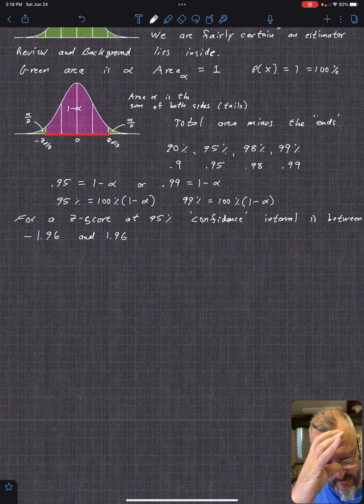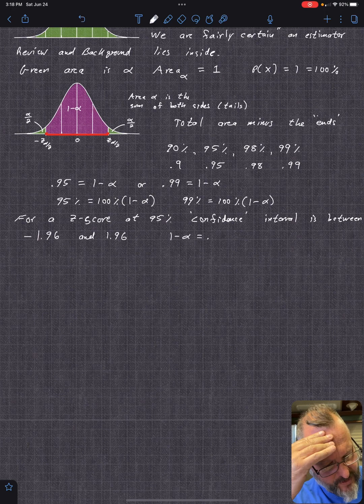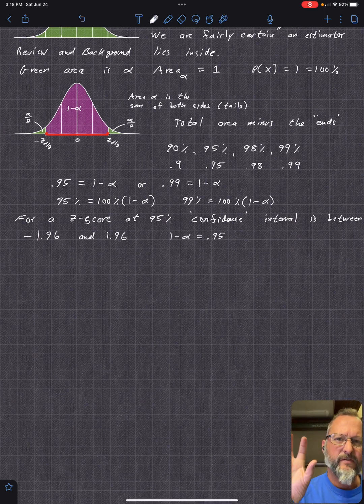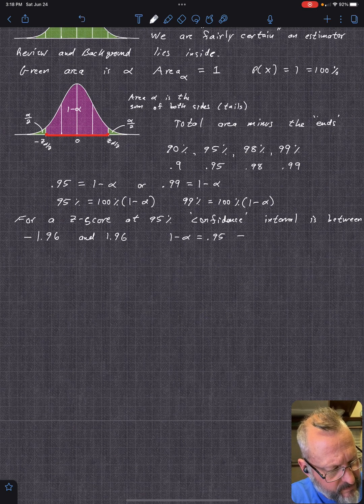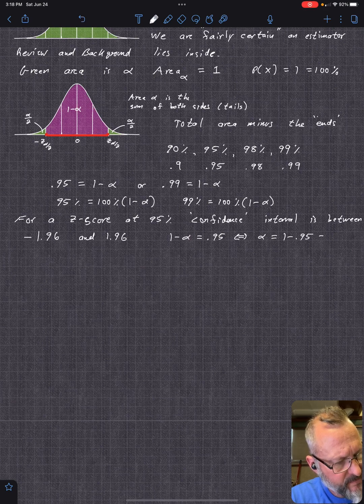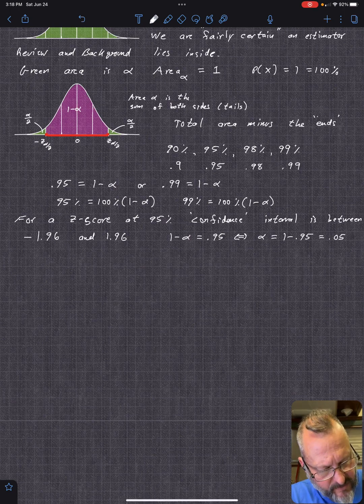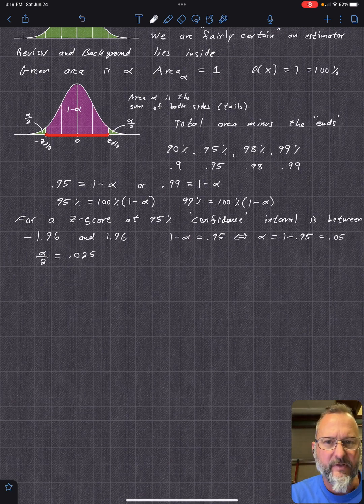So when you solve that, so you say 1 minus alpha is equal to 0.95, then you can solve for the sum of those two alphas. So this is equivalent to if and only if alpha is equal to 1 minus 0.95, which is equal to 0.05. And so when you do alpha over 2, therefore alpha over 2 has to be 0.025. And that's the area of those ends.